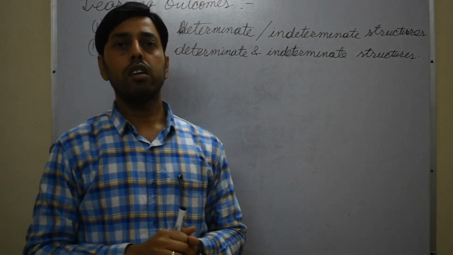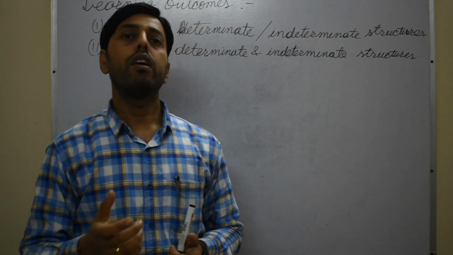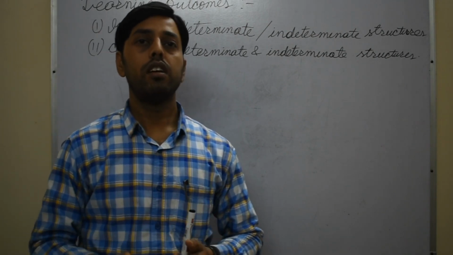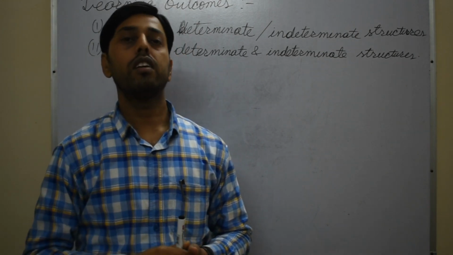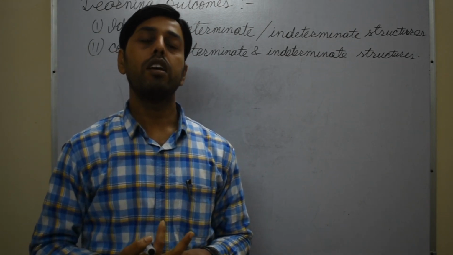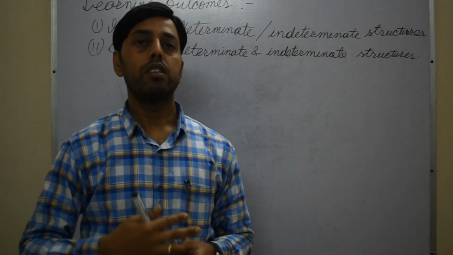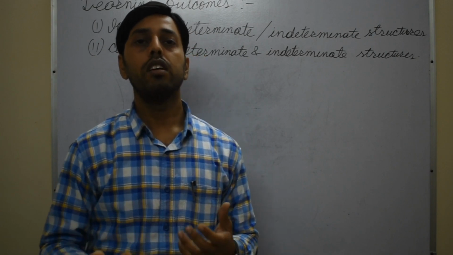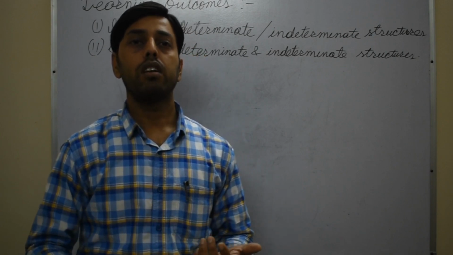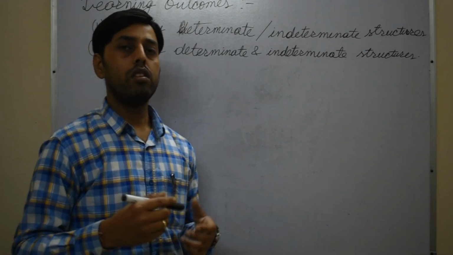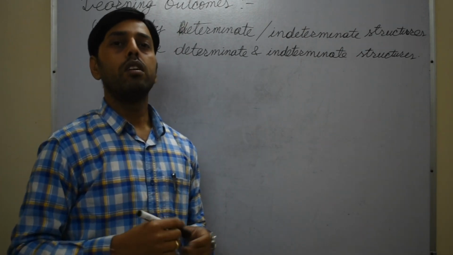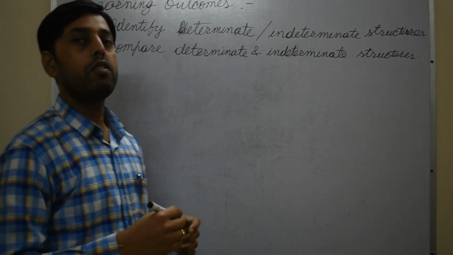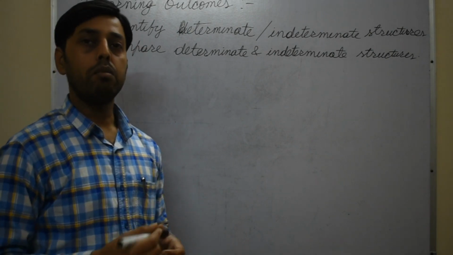In the first learning outcome, we will try to identify some structures based on their configuration, whether it is a determinate or indeterminate structure. And in the second learning outcome, we would like to compare these two types of structures, determinate structures and indeterminate structures. We can compare which one is better in the performance criteria. These learning outcomes can be achieved by examples. So I am drawing some examples, and with the help of those examples, these learning outcomes can be achieved.